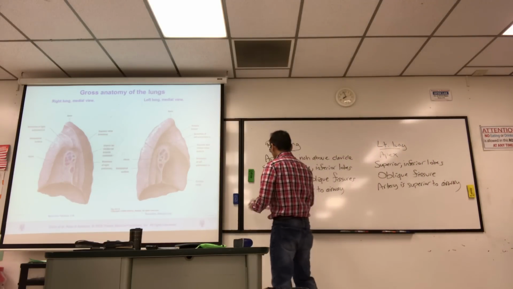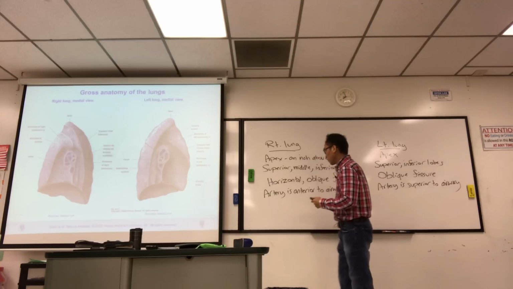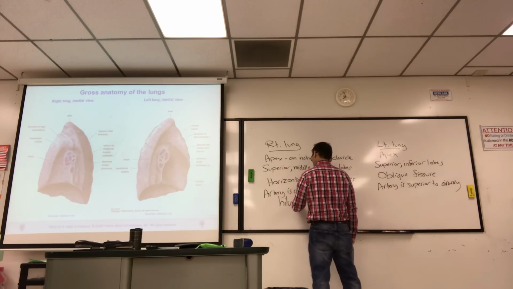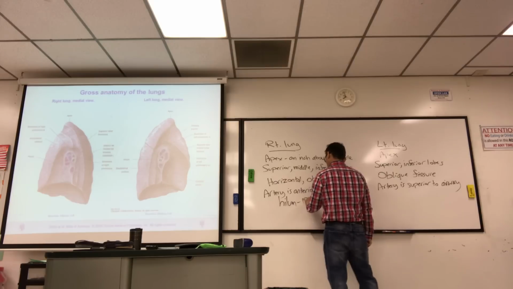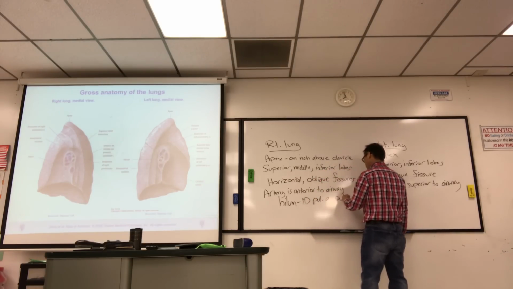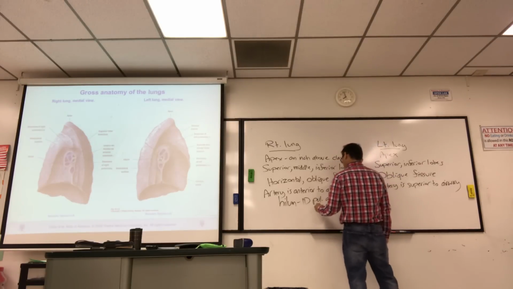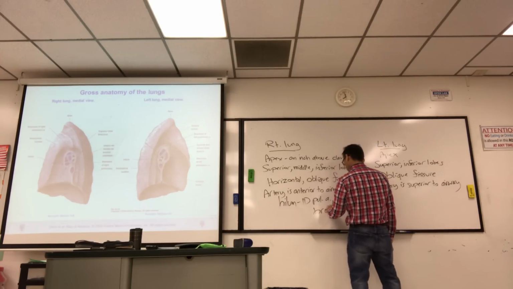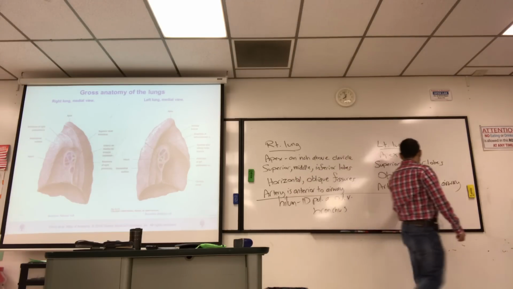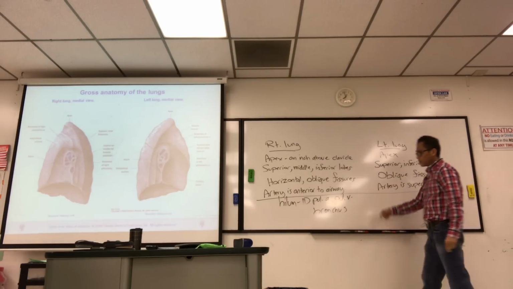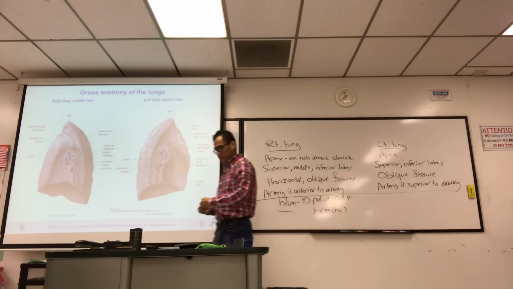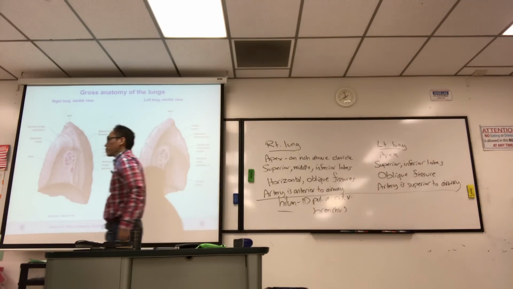But on both right and left, for the hilum, be able to identify the pulmonary artery, pulmonary vein, and the bronchus. I'll just put a line on it. That's for both right and left. Be able to identify the hilum and the things going in and going out.